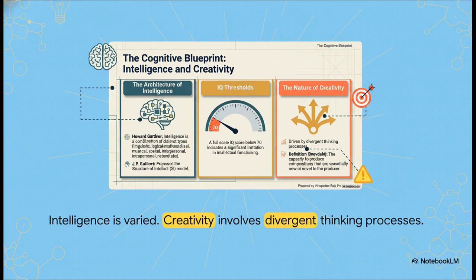Let's shift gears for a second and talk about intelligence and creativity. A key name to know here is Howard Gardner. He completely rejected the idea of a single IQ. Instead, he said we have multiple intelligences. You could be musically intelligent or spatially intelligent. Now, for the exam, you need to remember one number, an IQ score below 70. That's the clinical threshold for an intellectual disability.